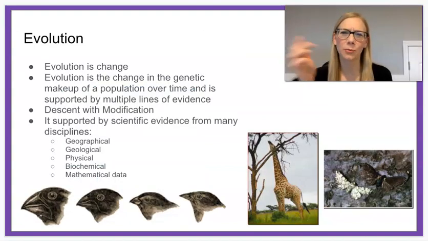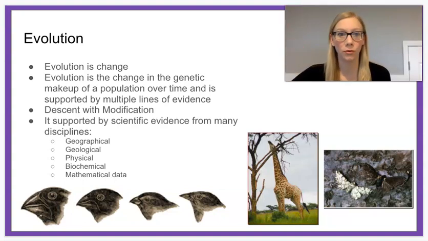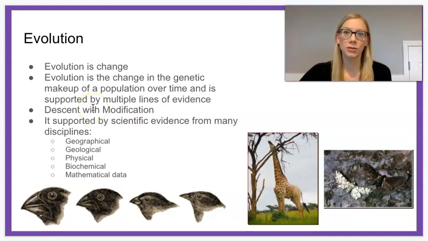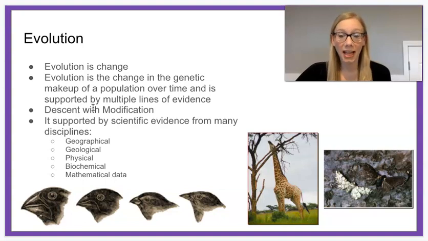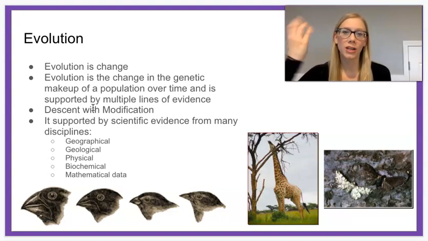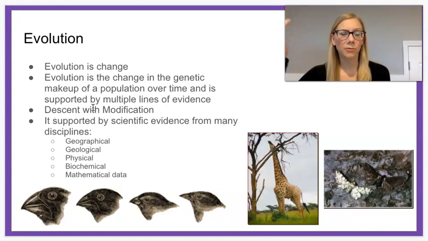So first I want to talk about what is evolution, right? Evolution is really just change, changes that we see over some given amount of time. So evolution, when we're talking about it in biology, is the change in genetic makeup of a population over time, and it's supported by different lines of evidence. So why do scientists use this? Why do we think as scientists that evolution is occurring? Well, we can look at all these different forms of evidence that would tell us, oh, this change is happening and we're seeing it over and over and over again.